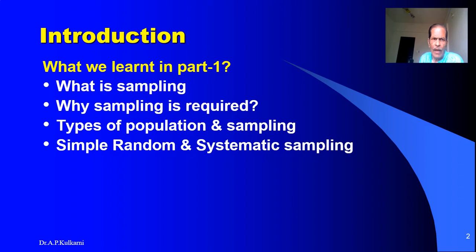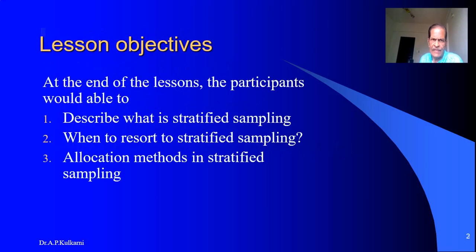What have we learned in part 1? Let us recapitulate what we have learned in part 1 of the presentation. We have learned what sampling is and why sampling is required. We have also learned the types of population and the sampling method required for that type of population. And then we discussed simple random sampling and systematic sampling in part 1.